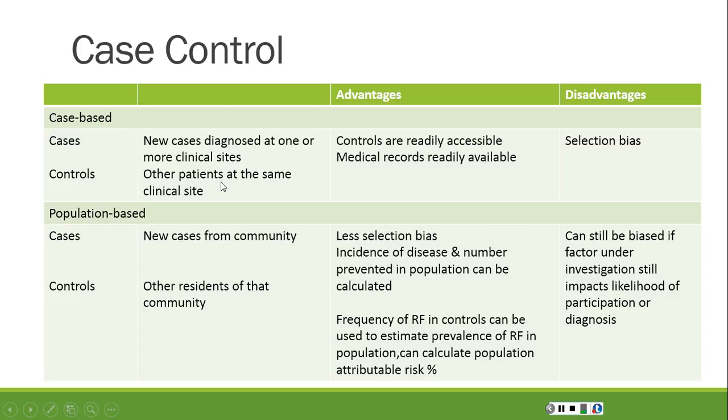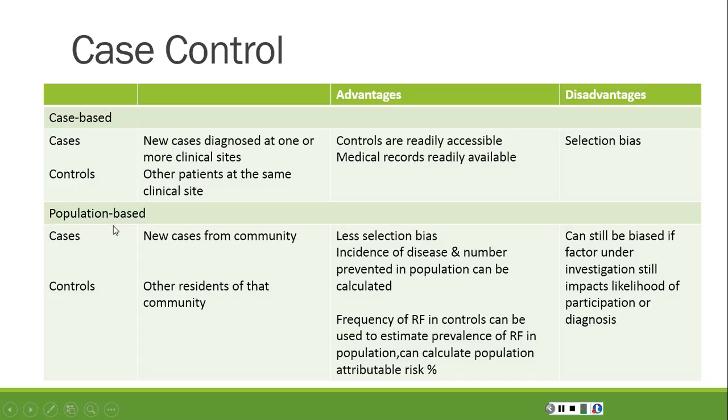But the disadvantages are that these controls aren't coming from the general population, so there can be selection bias, in that these are people already presenting for medical care, for example, and they might not be generalizable to a larger population of subjects with the disease.